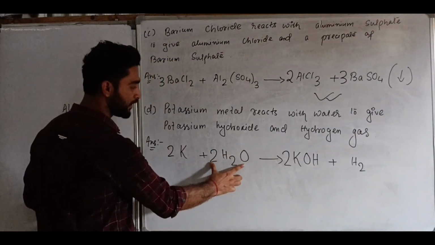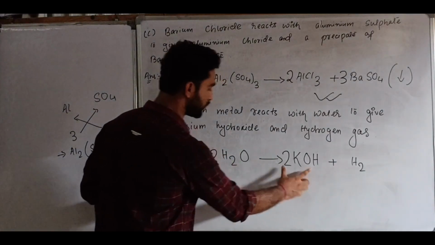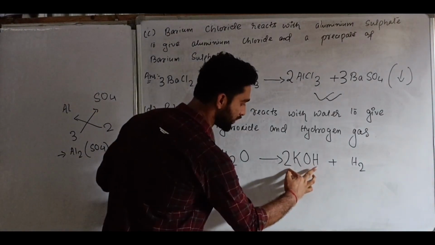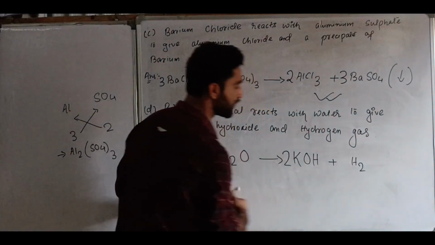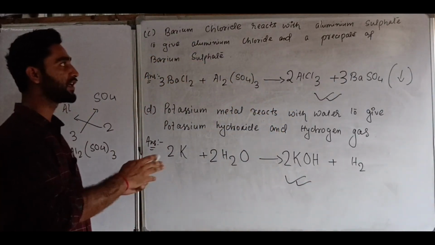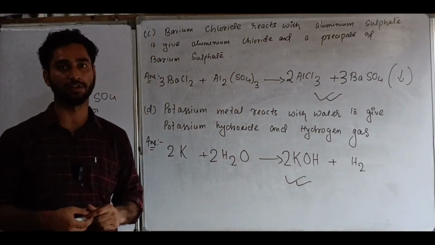Now check oxygen. This side oxygen 2, this side oxygen 2. Now count the hydrogen. 2 2s are 4. Here 2 hydrogen, 2 hydrogen plus 2 hydrogen, 4 hydrogen. Now the reaction became balanced. So in this way we can balance any type of chemical equation.